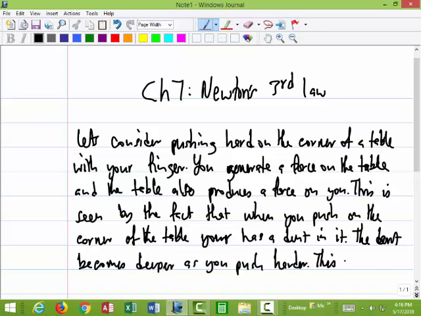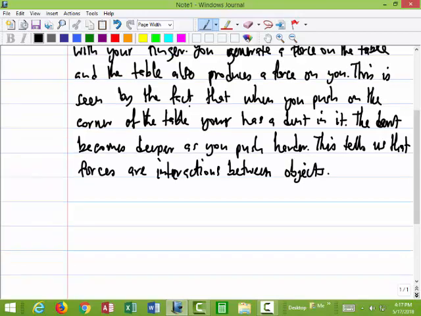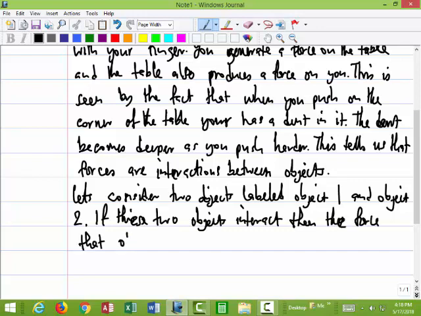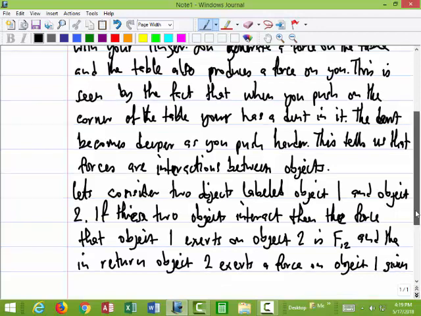This tells us that forces are interactions between two objects. So let's suppose that we have two objects labeled object 1 and object 2. We can say that if these two objects interact, then the force that object 1 exerts on object 2 is F12, and in return, object 2 exerts a force on object 1 given by F21.